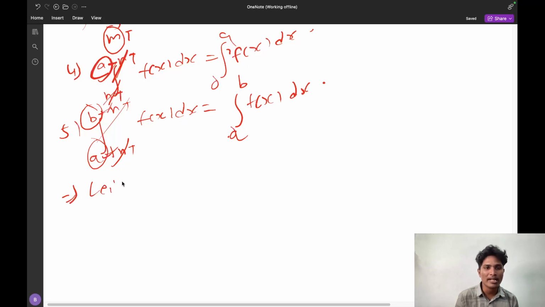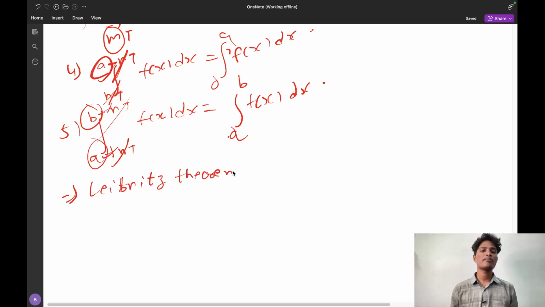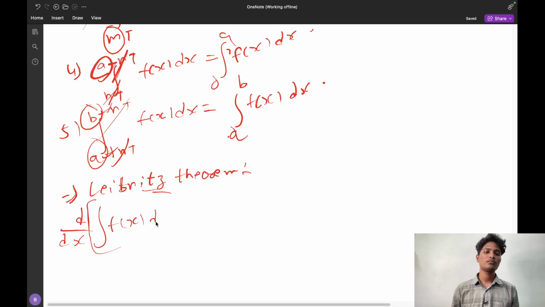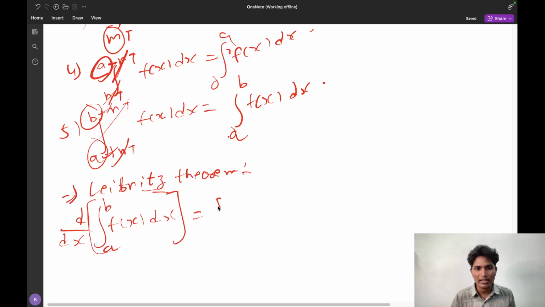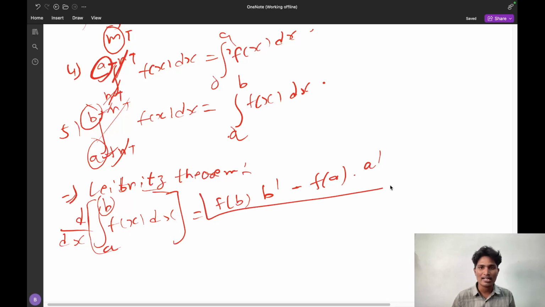Now, a very important theorem, that is Leibniz theorem. What is Leibniz theorem saying? What is the differentiation of integration? Suppose this is the thing. What is the differentiation of the integration? Simply, that is f of b, we have to substitute this limit and differentiate the upper limit, that is b dash, minus we have to substitute the limit again, f of a, and differentiate the limit, that is a dash. This is the answer. This is said to be the Leibniz theorem.